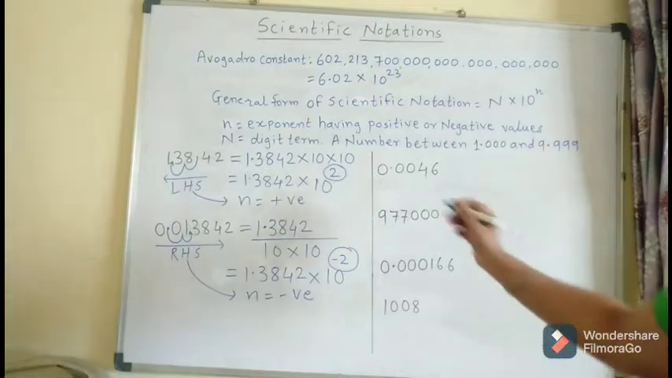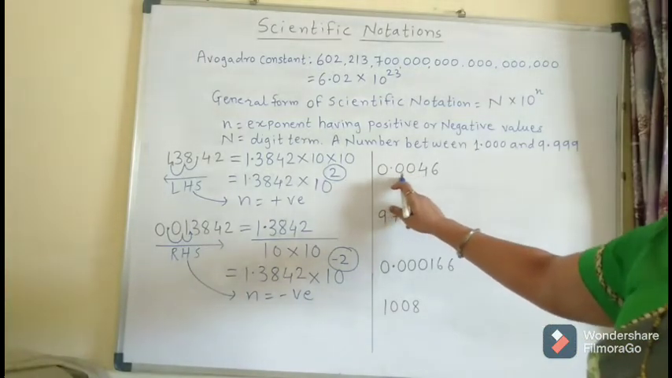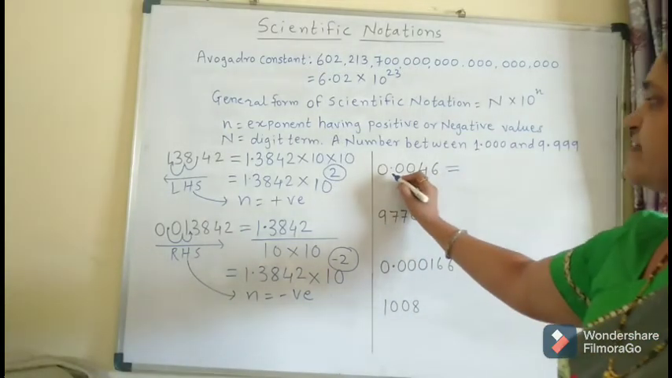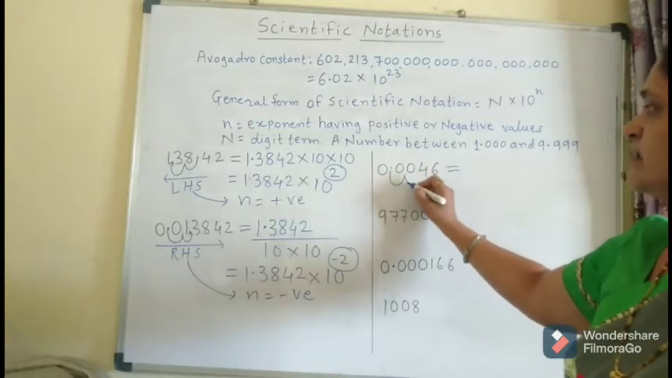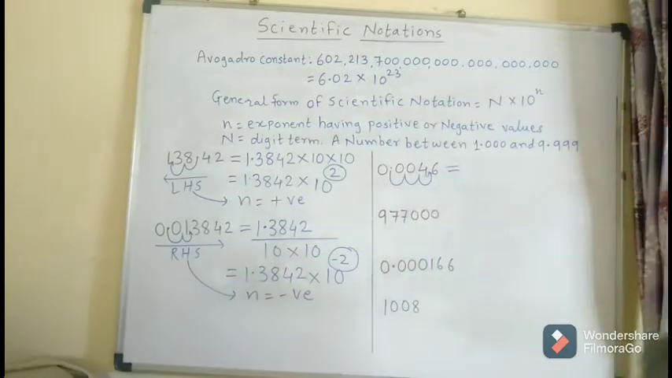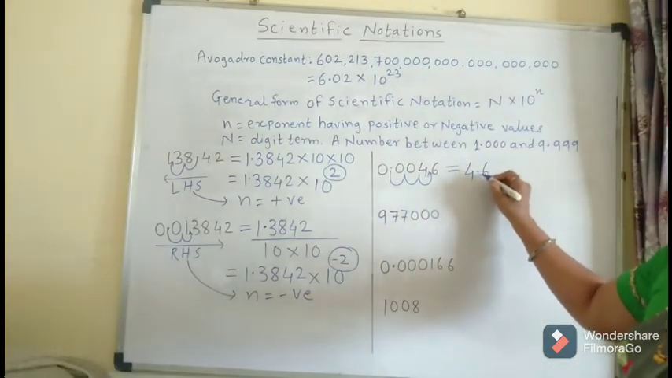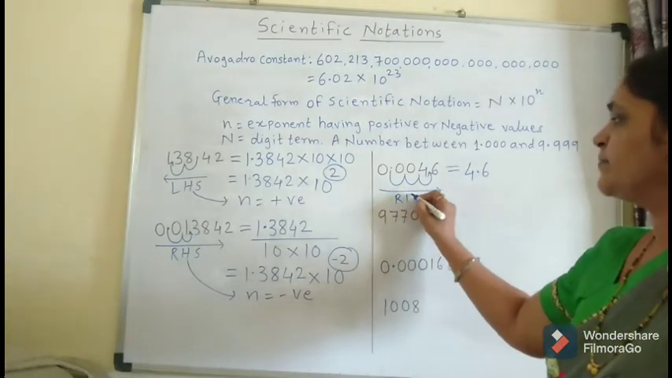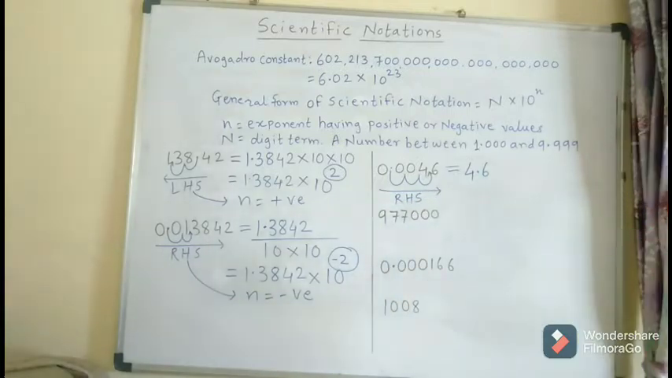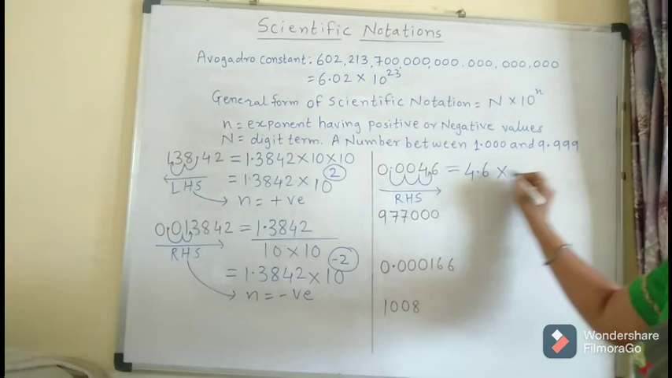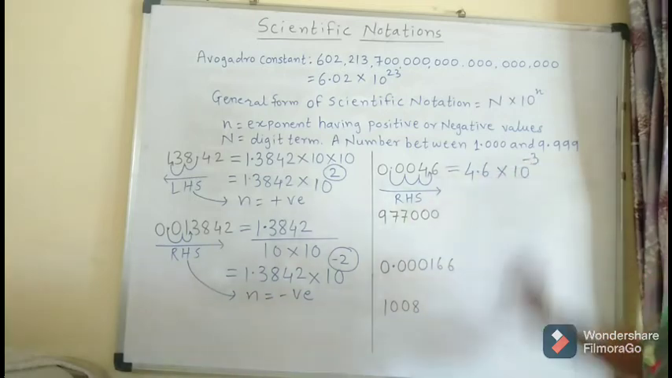Now here, 0.0046, we have to convert this number into scientific notation. For that purpose, I will shift this decimal point 1, 2 and 3 digits, right? So after 4 I am going to place this decimal point. So it will be 4.6. Okay. Now I am moving towards the right hand side. As I am moving towards the right hand side, the exponent value will be negative. How many digits have I shifted to the right hand side? 1, 2 and 3. So it will be 10 raised to minus 3.